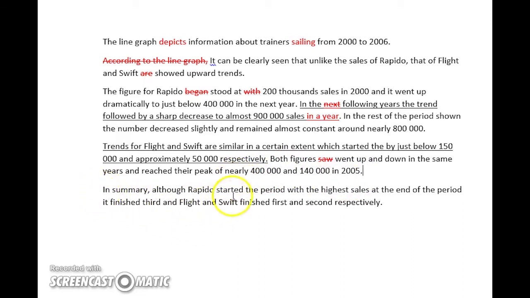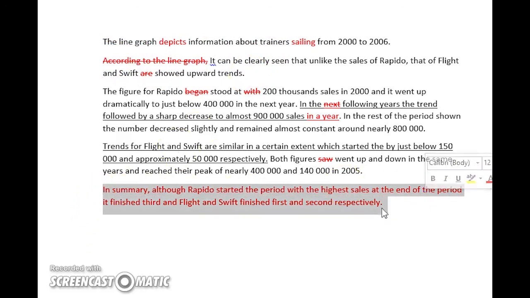In summary, although Rapido started the period with the highest series, at the end of the period it finished third and Flight and Swift finished first and second respectively. Actually, for IELTS writing, you don't need a conclusion or a summary sentence, because you have already written an overview here, and your overview means conclusion. So we don't need to write one more overview.